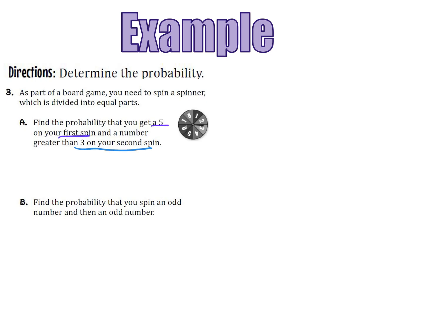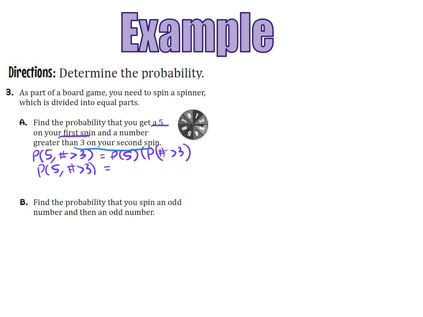If I spin the spinner, that doesn't affect what happens the second time that I spin the spinner. So what I mean by that is the probability of getting a 5 and then getting a number that's greater than 3 should just be equal to the probability of spinning a 5 times the probability of spinning a number that's greater than 3.